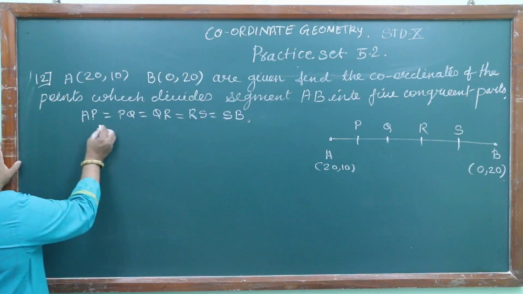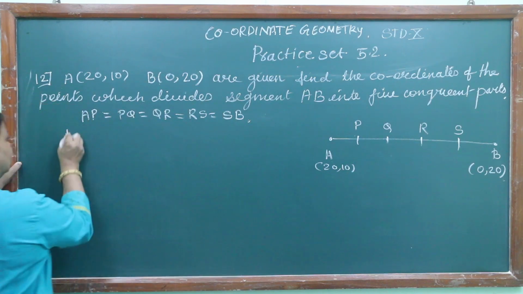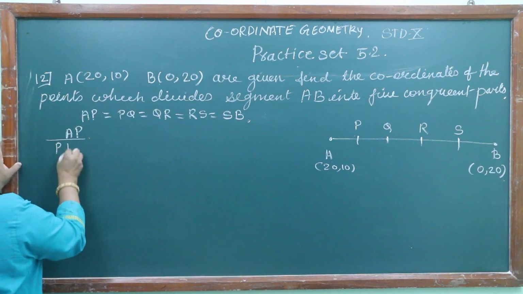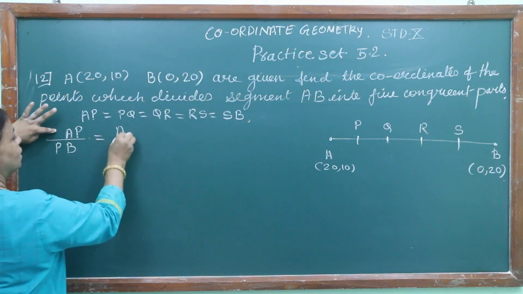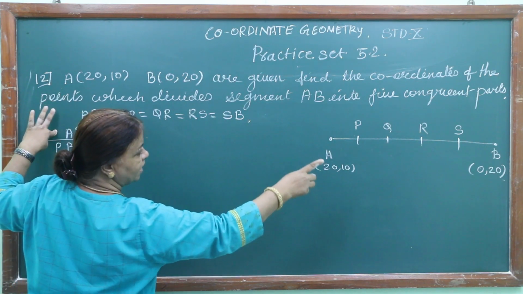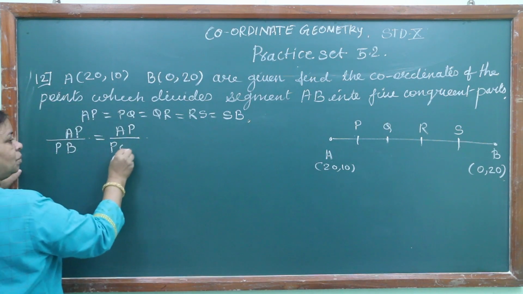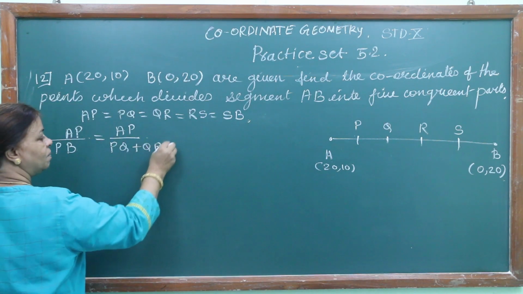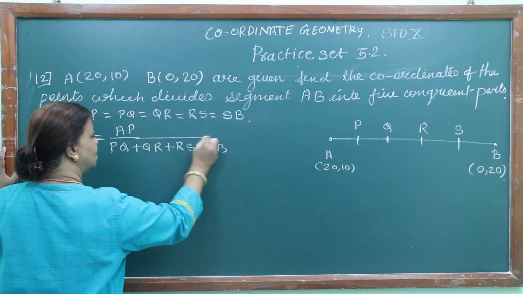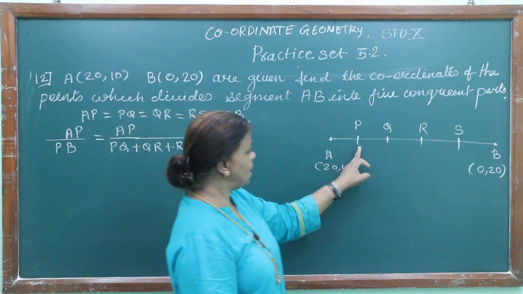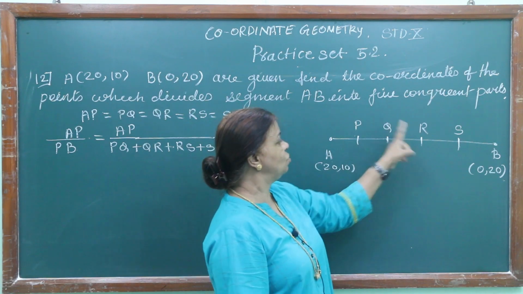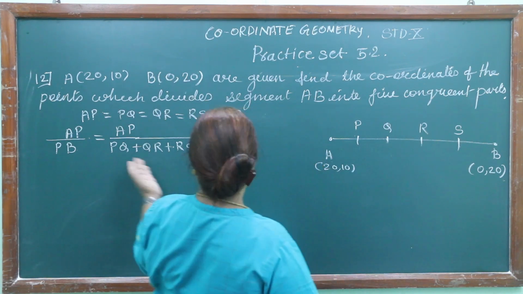So let us take AP upon PB. Now see, PB is made up of what? PQ plus QR plus RS plus SB. Children, you have done the sum before. See, AP upon PB. So, AP upon PQ plus QR plus RS plus SB.